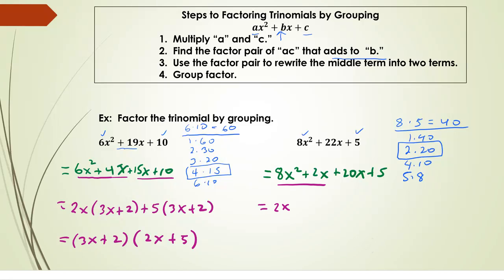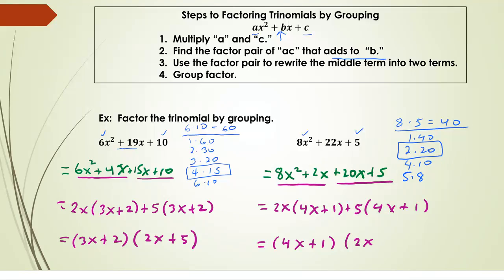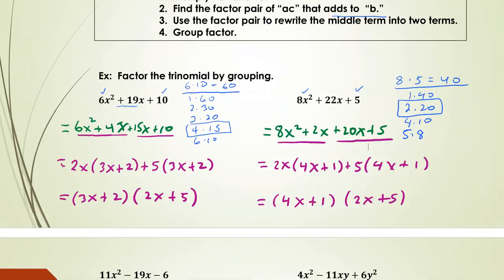So in the first two, I have a common factor of 2x, which leaves me with 4x plus 1. And in the second two, I have a common factor of 5, which also leaves me with 4x plus 1. And then this allows me to continue factoring. 4x plus 1 is a common factor, and then 2x plus 5 would be the other. Remember from another lesson, I talked about how you could say 2x plus 5 first and 4x plus 1 second.